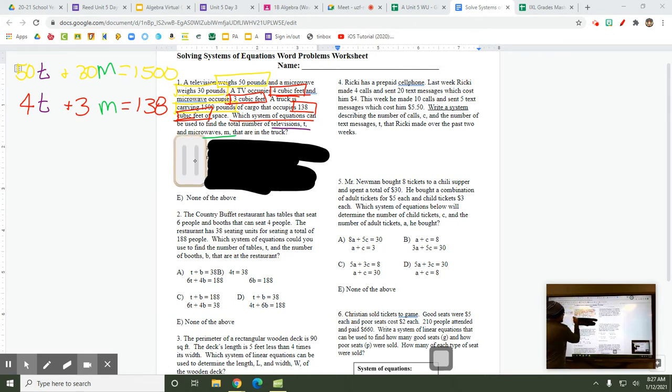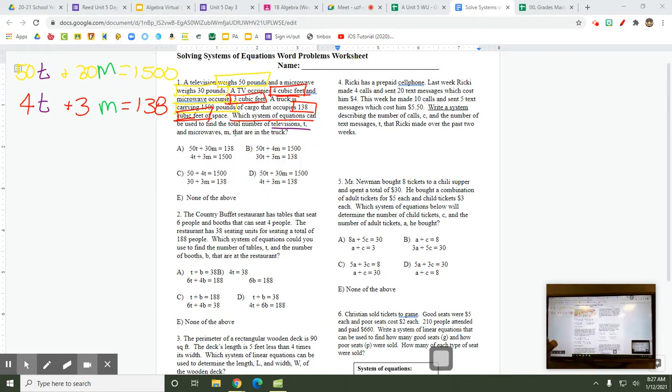That's our system. So when I erase this and look at my choices there, my choice for that 50T plus 30M would have been D.